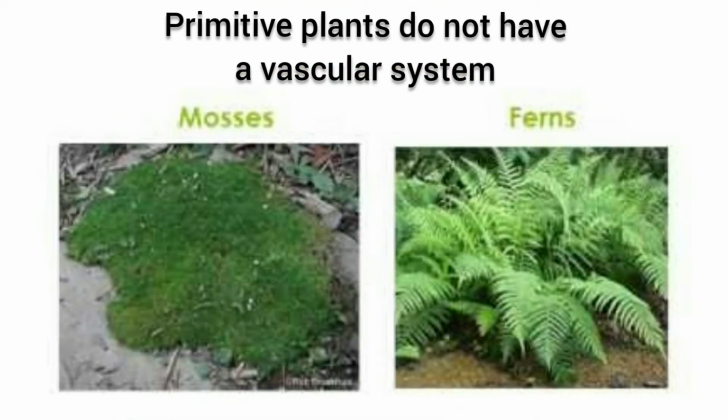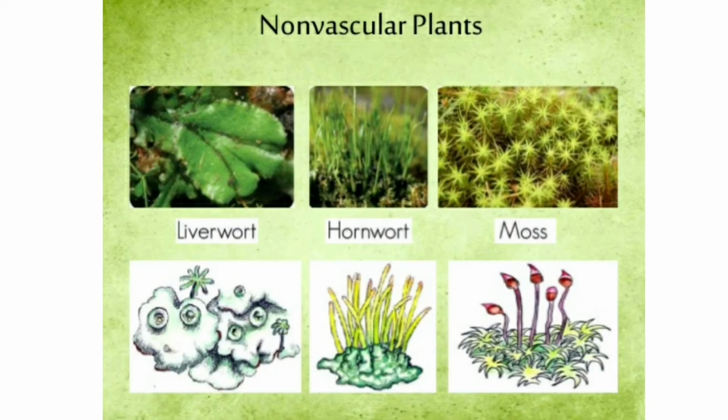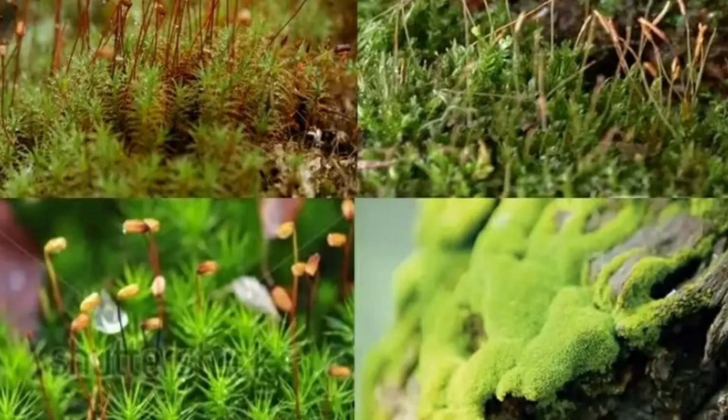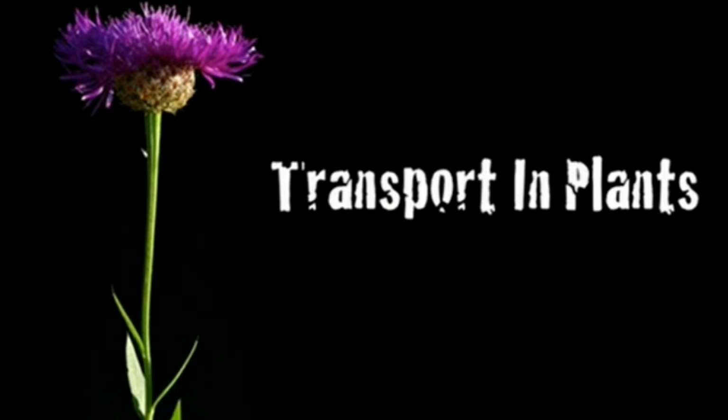Primitive plants like the mosses and ferns do not have a vascular system. So these plants are called the non-vascular plants, and they do not have a particular transport system, but the food and the minerals are obtained directly from the environment and they are distributed cell to cell. That is why these plants are very small. In this lesson, we will be studying about the transport of food and minerals in higher plants.